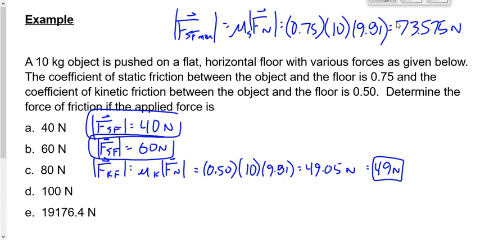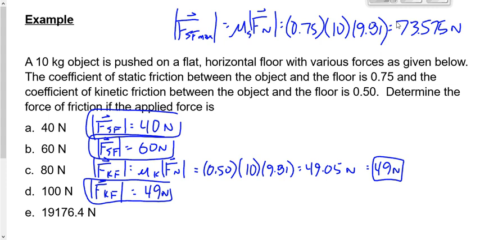Push with 100 newtons, does it move? Yeah, okay, so it's F_k again. Do we have to calculate that again? If you push with 80 newtons, it moves. Friction is 49. If you push with 100 newtons, it moves. Friction is 49.